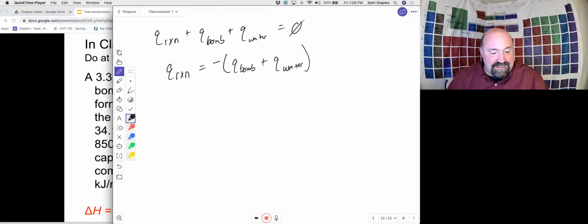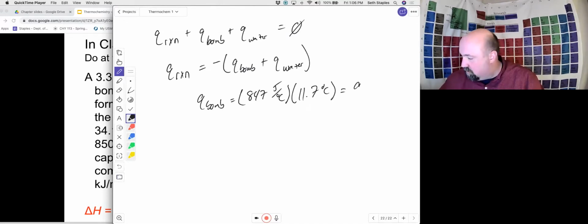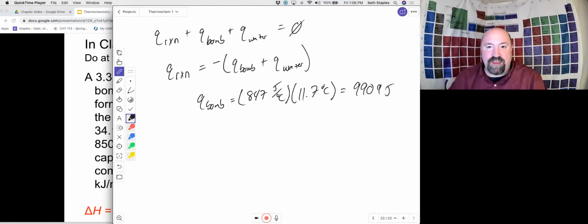And so we can find that the heat associated with the bomb is just going to equal the heat capacity of the bomb that we were given, 847 joules per degree C, times our temperature change of 11.7 degrees C, giving us 9,909 joules that the bomb absorbs. That's how much the actual bomb calorimeter, how much that bomb will absorb.